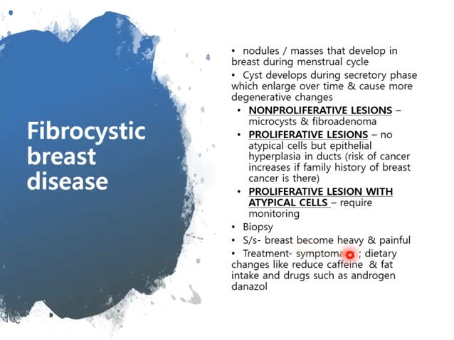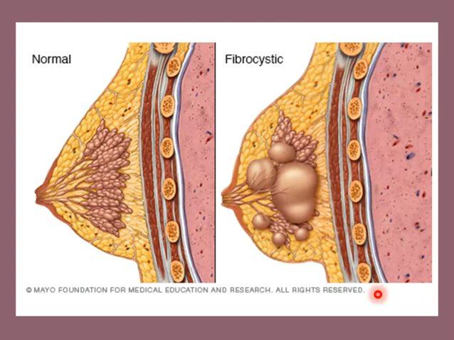The signs and symptoms are that the breast becomes heavy and painful. Treatment is generally symptomatic. You can also have dietary changes like reducing caffeine and fat intake, and drugs such as danazol can also help with the condition. This is the diagram showing the normal and the fibrocystic breast. You see, this is the normal, with the collecting duct coming towards the nipple, but here cysts are developing in the ducts, and that is fibrocystic disease.